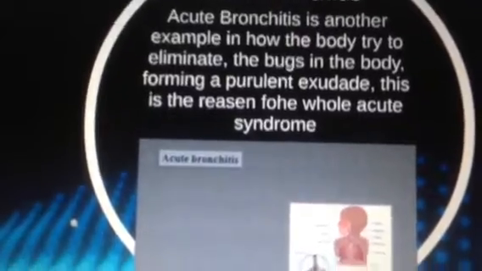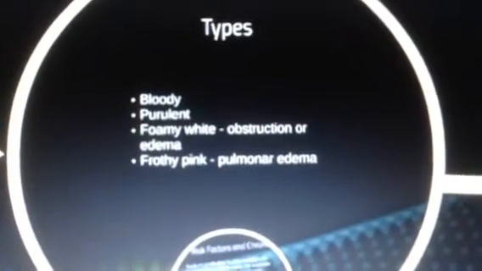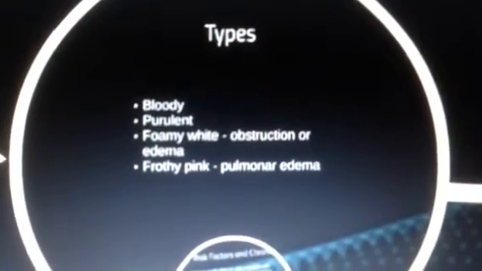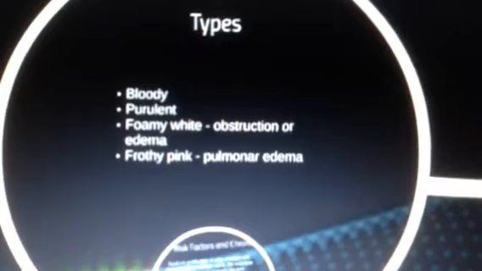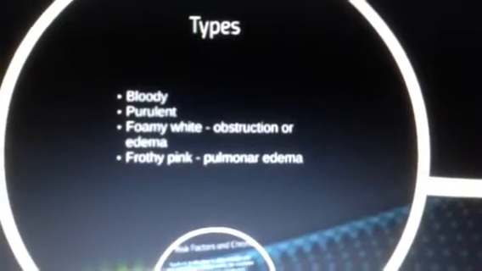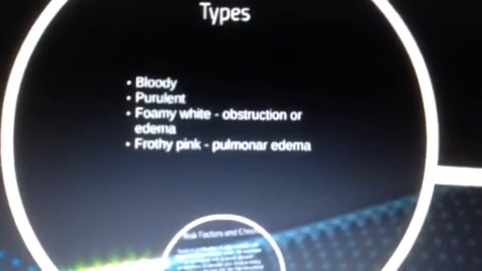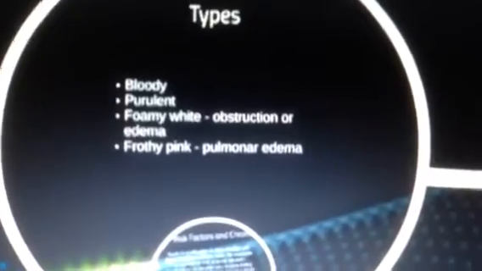In this video we can see and understand more precisely about acute bronchitis. Continuing, we have the types of sputum: bloody, purulent, and foamy white. Foamy white is an indication of obstruction or edema, and pink foamy is an indication of pulmonary edema.